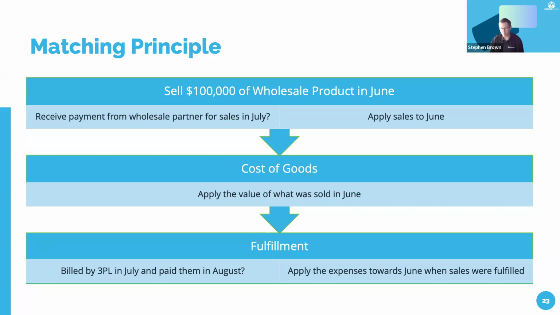Another example would be fulfillment. We get billed for it from our 3PL. It's actually pretty awesome. They bill the following month, and we don't have to pay till the month after that. So they fulfilled for me in June, they bill me in July, and I don't have to pay them until August. It's amazing. But that bill gets applied to June when sales were fulfilled.